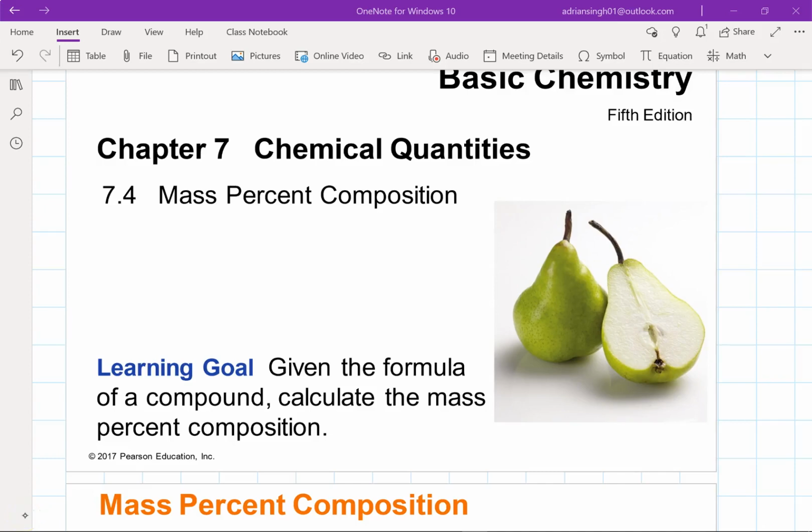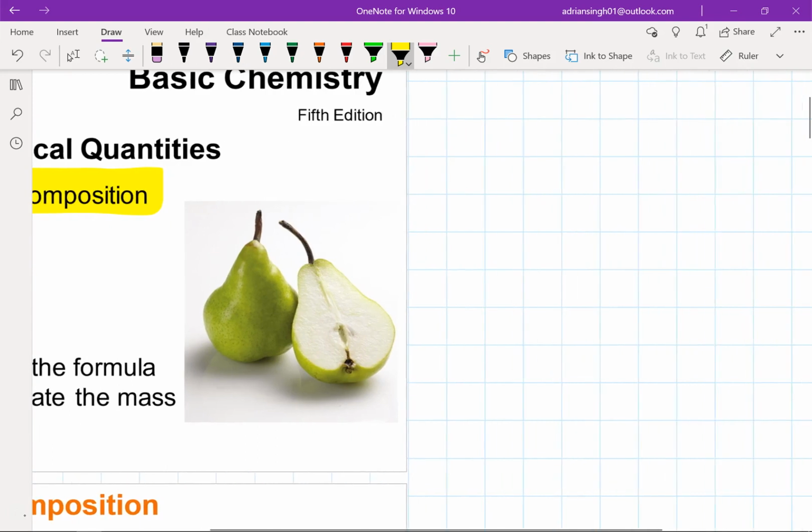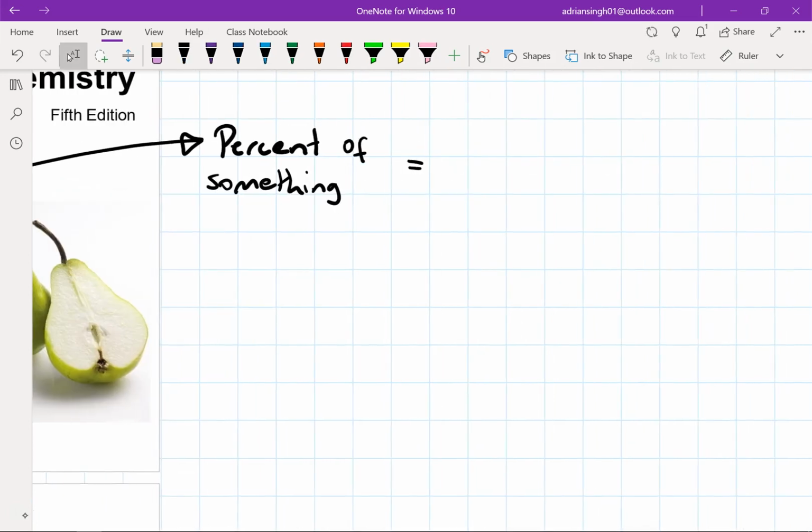All right, so in this section, we're going to be talking about the mass percent composition of a compound. And when we talk about percentage, first of all, we need to understand what that means, right? A percent in any sense means the part over the whole. So percent of something is equal to the part over the entire thing, the whole thing, times 100, right?